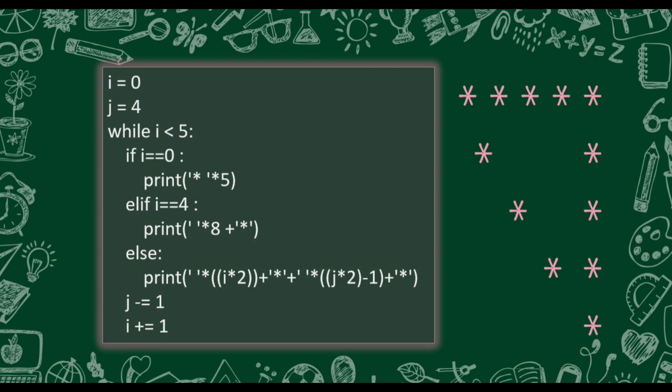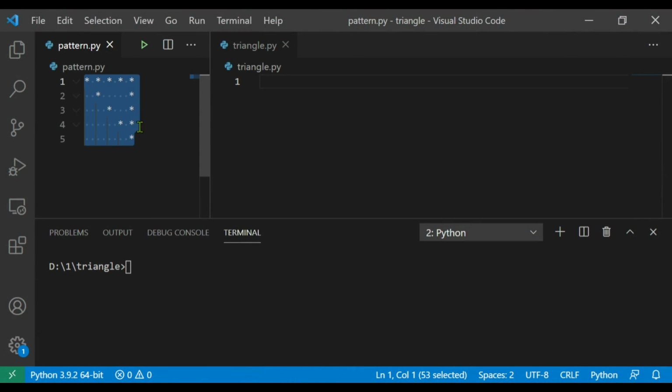We will see how to print hollow left angle triangle pattern. Let's move to Visual Studio Code and execute this pattern. You can see here in this pattern, every line begins with a space character. Those space characters are gradually increasing line by line from 0 to 8, that is 0, then 2, then 4, then 6, then 8. Those space characters are appended with star characters.